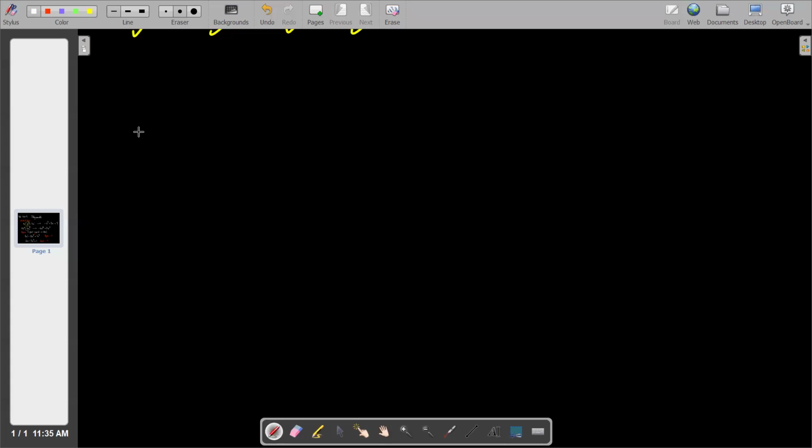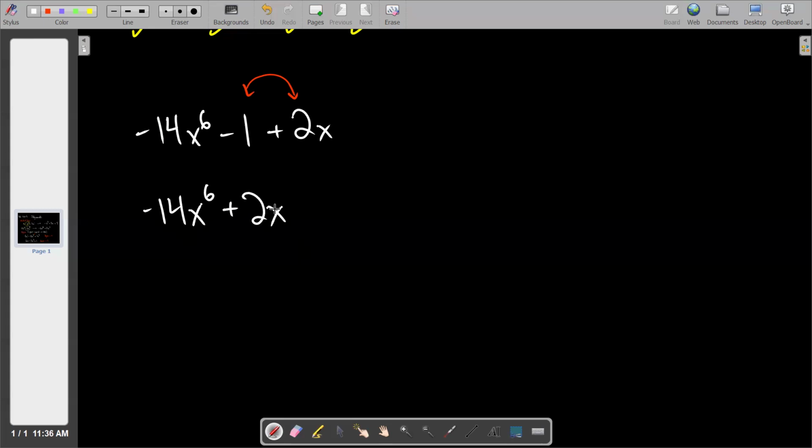Next one. Negative 14, step 1. It's not already in standard form. These two have to get switcheroo-ed, right? So negative 14x to the 6 says, "I'm the strongest." Plus 2x says, "I've got next, I guess," minus 1.